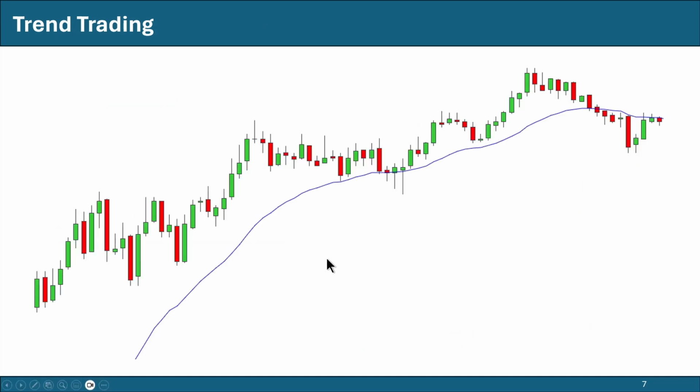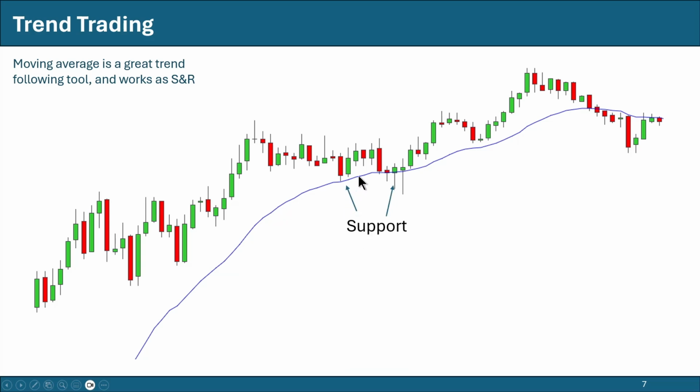All right, next slide is trend trading. So check out this bull trend. Moving average is a great trend following tool, and I always have the 20 EMA on my chart. Look how it acted as support on these 2 points. First time in a while the market has touched the moving average. Usually that first time it gets bought.